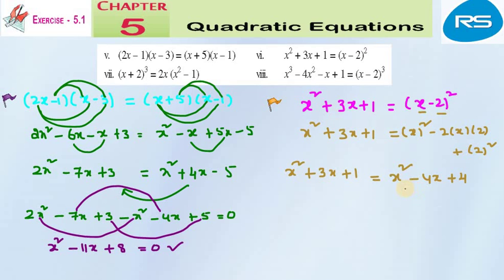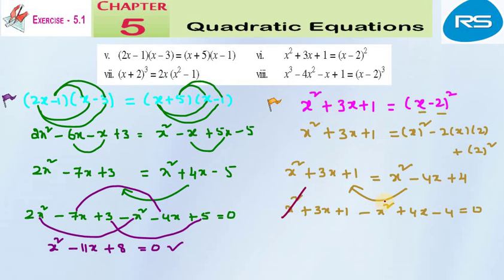Now all the terms we take to the left hand side. So you will get x square plus 3x plus 1 minus x square plus 4x and minus 4 is equal to 0. Plus x square becomes minus x square, minus 4x becomes plus 4x, plus 4 becomes minus 4. So that is the transposition rule.